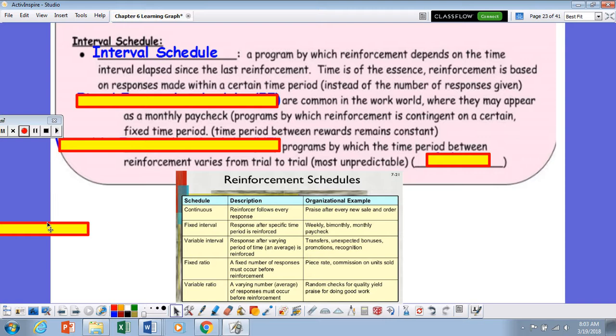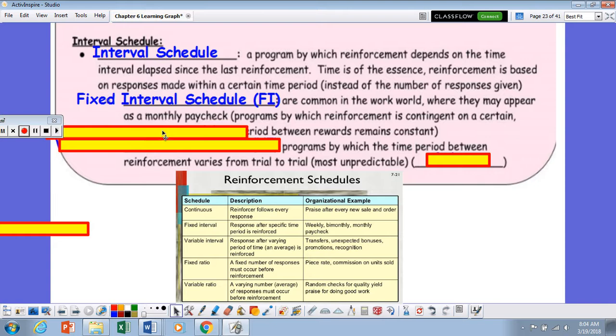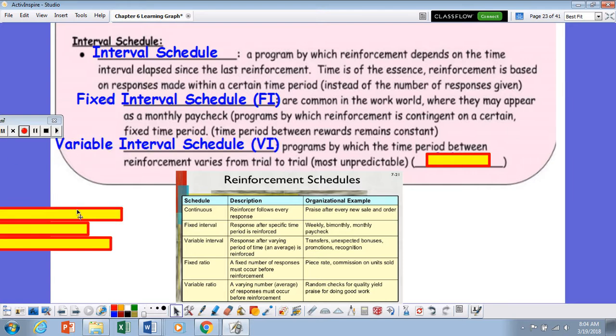Interval schedules. This is a program in which the reinforcement depends on the time interval elapsed since the last reinforcement. Time is of the essence, and reinforcement for the most part is based on the responses made within that certain period of time instead of the number of responses given. So a fixed interval, these are common in the work world. They may appear as a monthly paycheck or contingent on a certain fixed time period.